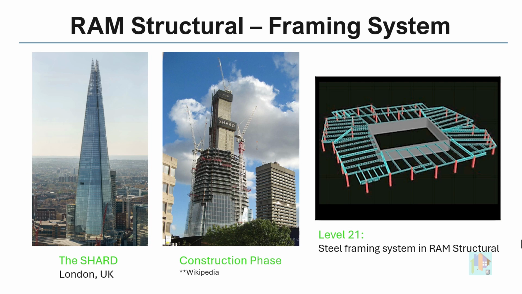For this building, a concrete shear core is adopted with connected gravity and lateral framing members. This is a typical floor plan modeled in RAM Structural with dual framing system. This shear core is visible in the construction phase picture as well.